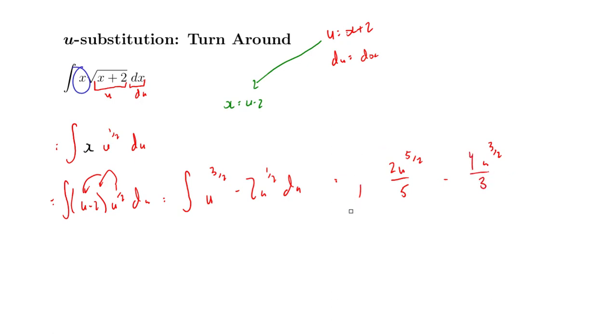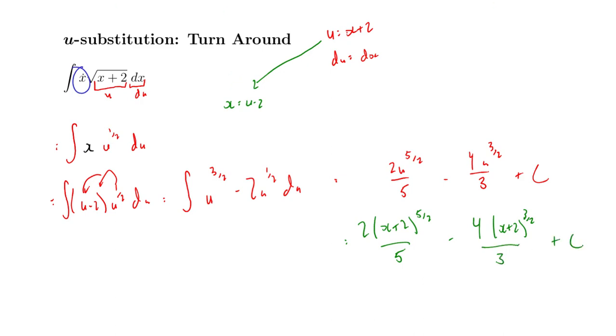Oops, I don't need this integral sign. I'm tripping. There we go, plus c. And now we can go ahead and substitute everything back. And we can say this is really 2 times x plus 2 to the 5 halves over 5 minus 4 times x plus 2 to the 3 halves over 3 plus c.